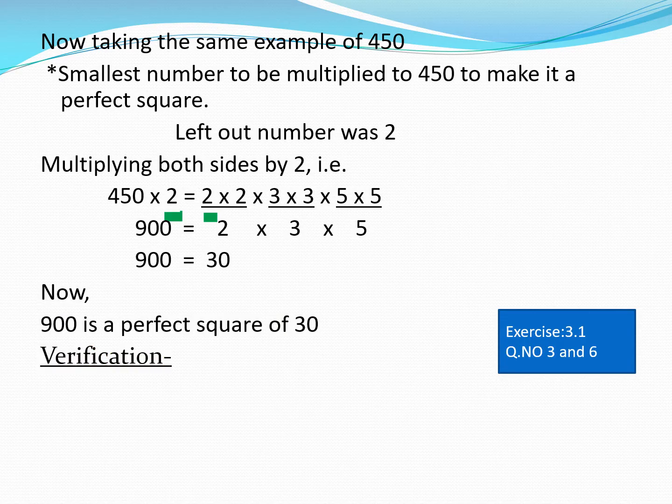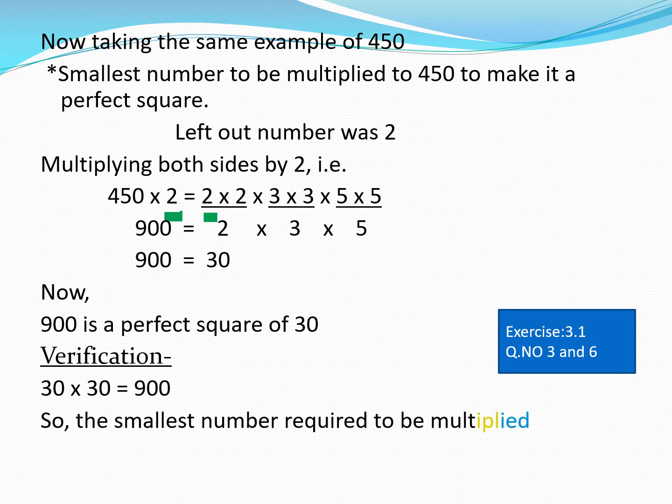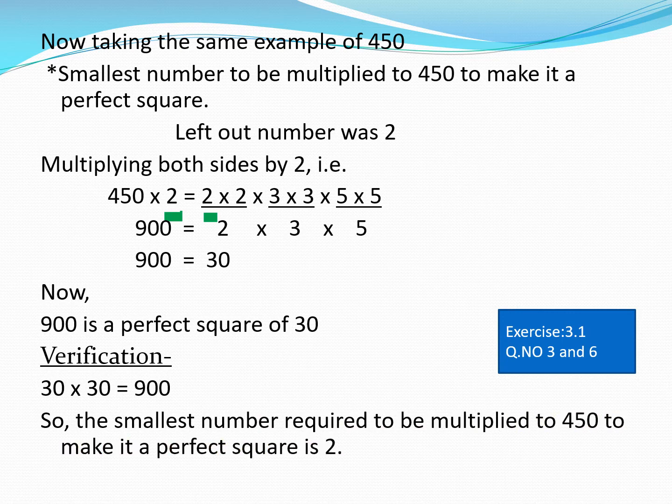If you want to check whether you have got the correct answer or not, you can do 30 into 30 and see whether you will get a perfect square or not. So here in this case we see that 30 into 30 is equal to 900. So how will you write your answer? It should be written as: the smallest number required to be multiplied to 450 to make it a perfect square is 2.